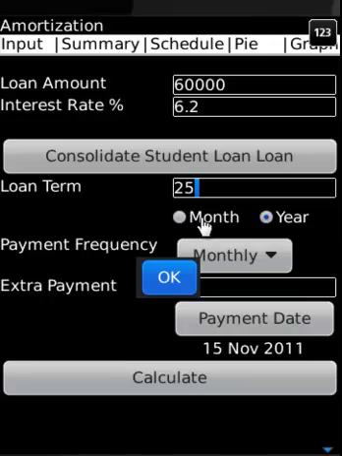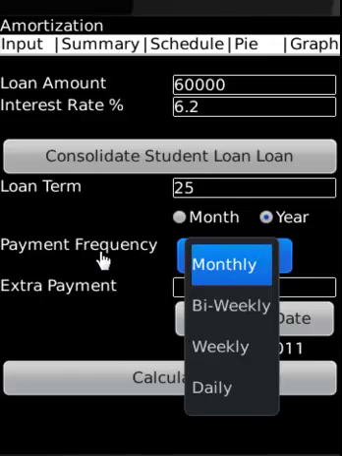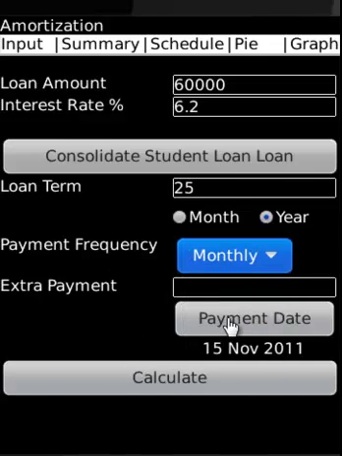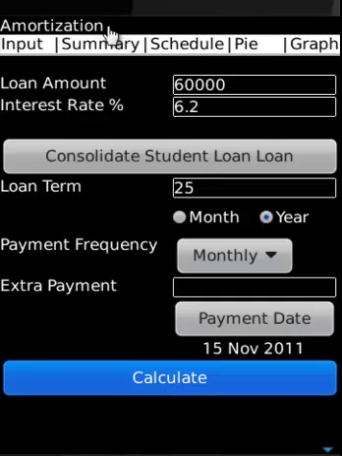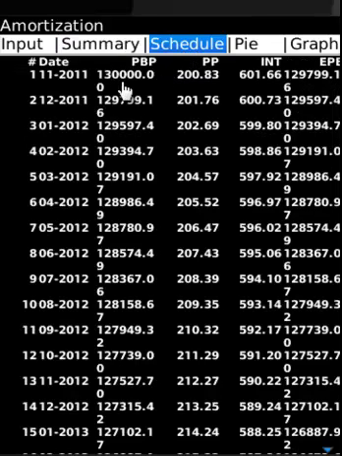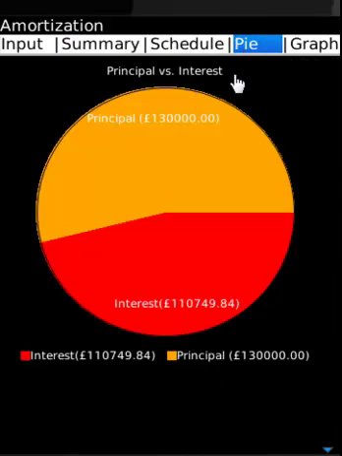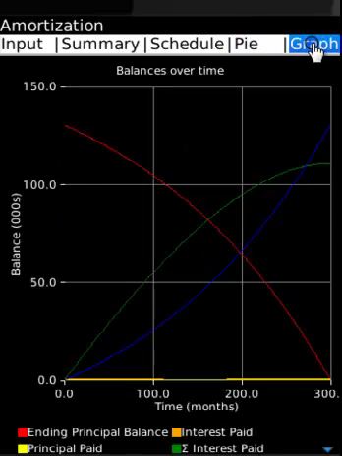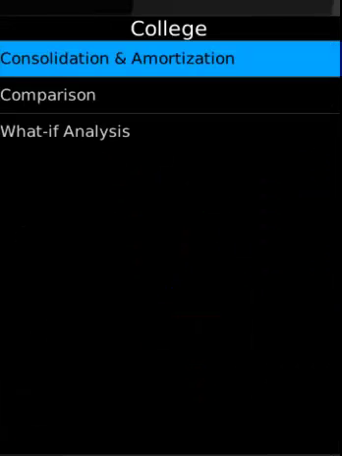So term can be specified in months or years, payment frequency can be selected from here, and payment start date can also be specified. Let's say we calculate. This is the loan amount, monthly payment, loan term, total of payments, total of interest. If you would like to email the result to yourself or anybody else, click on email result, and schedule. This is the amortization schedule. This is a pie of the principal and interest, and then this is the loan balances over time.